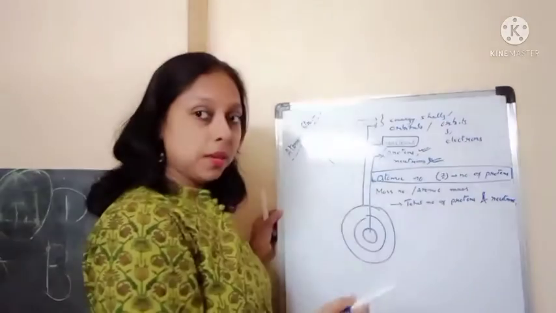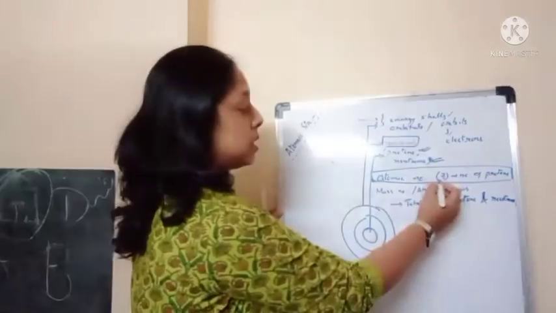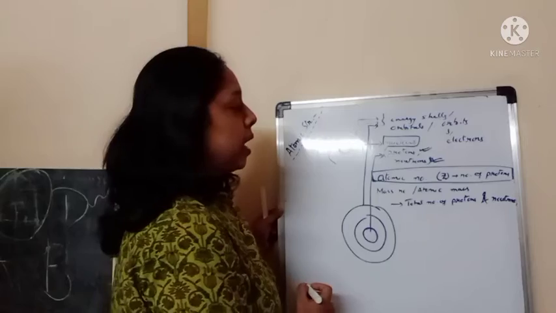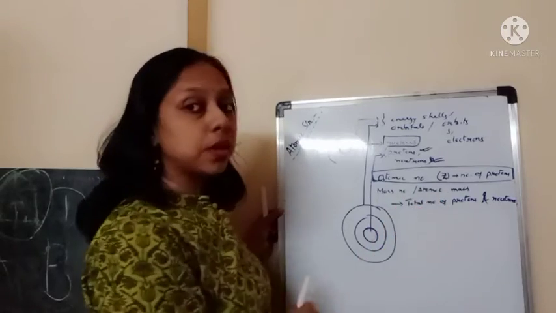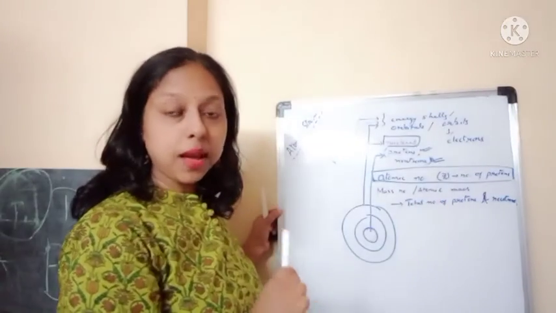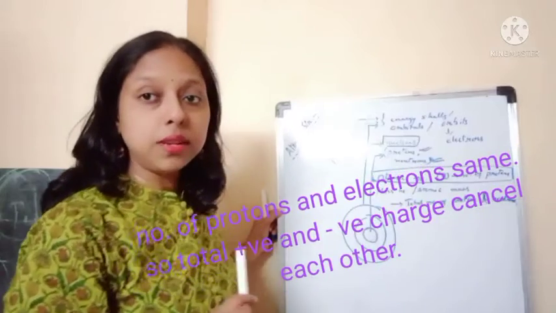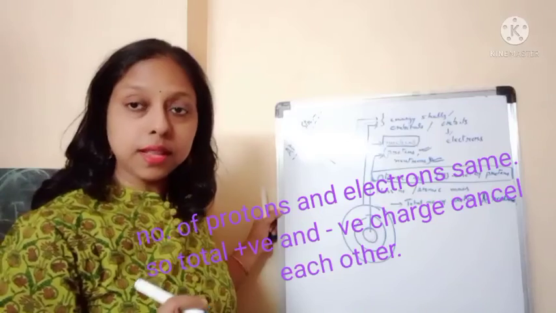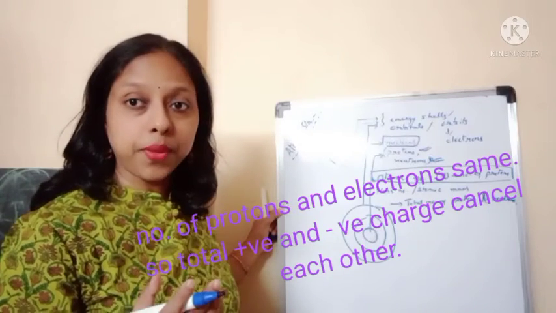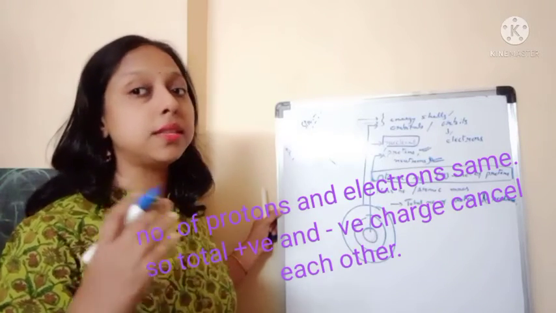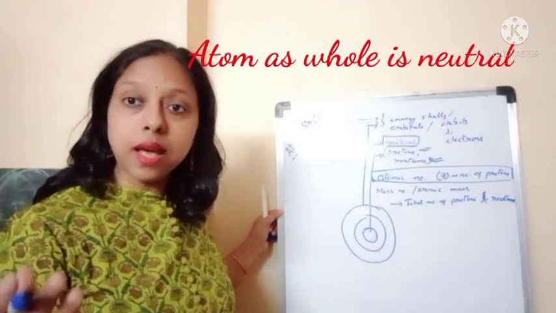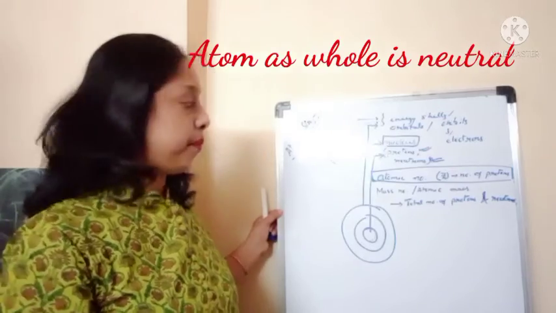What is atomic number? Atomic number is denoted by Z in your periodic table, and it actually gives you the total number of protons. An atom as a whole is electrically neutral because the number of electrons and the number of protons are the same. That is, the amount of positive charge cancels the amount of negative charge in it. So as a whole, the atom is always neutral.